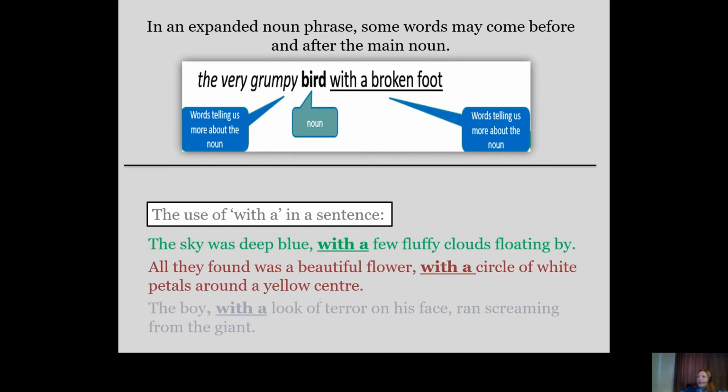Thinking about the use of 'with' in a sentence. Okay, with a, the sky was deep blue with a few clouds floating by. All they found was a beautiful flower with a circle of white petals around the centre. The boy, with a look of terror on his face, ran screaming from the giant. Okay, it adds more detail. The boy ran screaming from the giant. Haven't got quite so much, have we? All they found was a beautiful flower. Haven't got quite so much. The sky was deep blue. Okay, so it's another way of expanding out these phrases. 'With' is a common way of doing that.